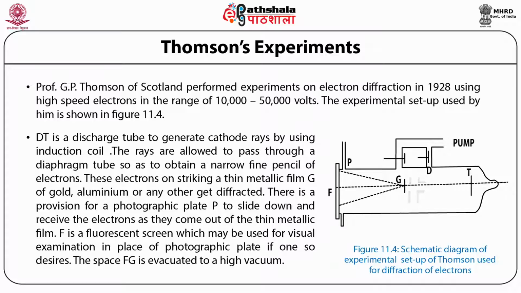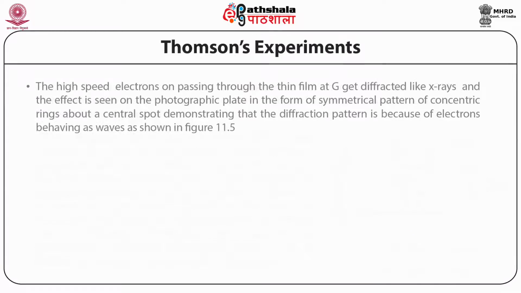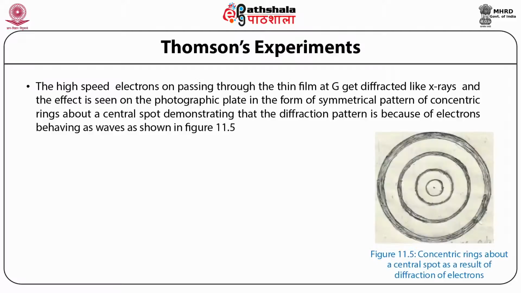Capital F is a fluorescent screen which may be used for visual examination in place of the photographic plate if one so desires. The space Fg is evacuated to a high vacuum. The high-speed electrons, on passing through the thin film at capital G, get diffracted like X-rays, and the effect is seen on the photographic plate in the form of a symmetrical pattern of concentric rings about a central spot, demonstrating that the diffraction pattern is because of electrons behaving as waves, as shown in figure 11.5.